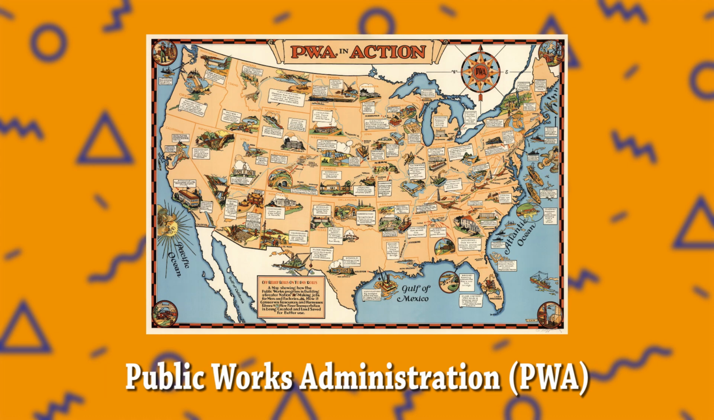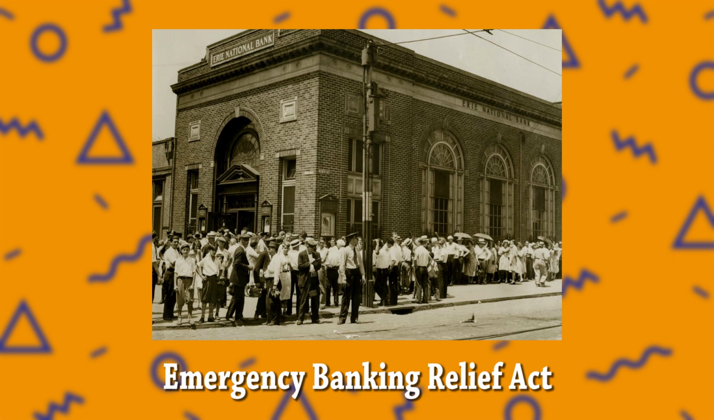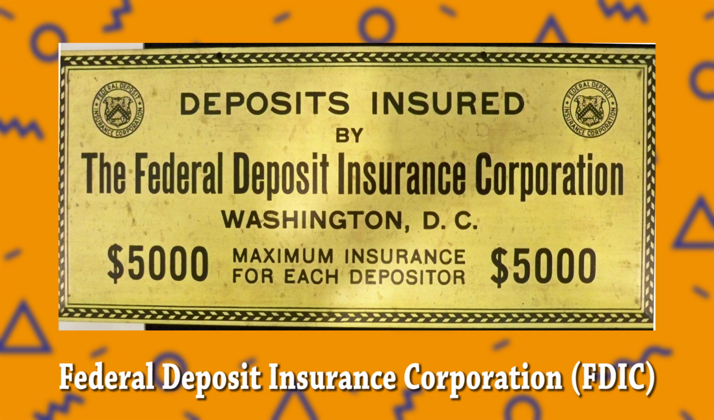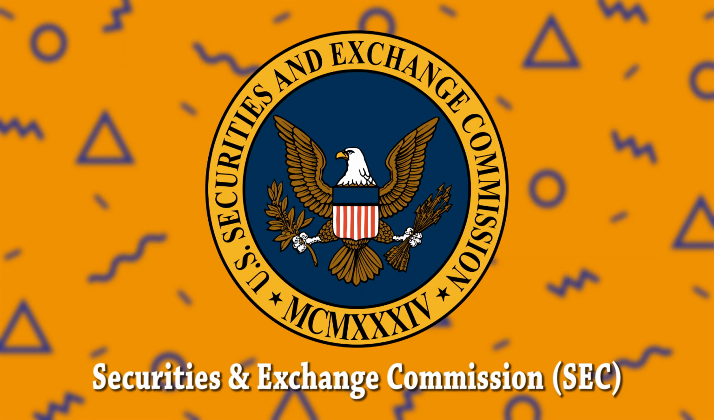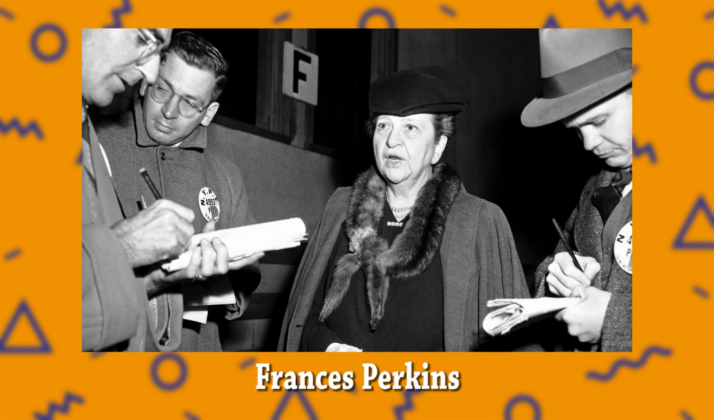The Public Works Administration, or PWA, gave people jobs through huge public works like New York City's Lincoln Tunnel and Washington's Grand Coulee Dam. The Emergency Banking Relief Act set out to reorganize and reopen many banks, and the Federal Deposit Insurance Corporation, or FDIC, tried to instill confidence in the banks by having the government guarantee the money people were putting in them. And the Securities and Exchange Commission, or SEC, was created to rein in stock speculators and crooked stockbrokers. I also gotta give a shout out to Frances Perkins, who helped a ton with these programs, seeing as she was Roosevelt's Secretary of Labor, and might I add, the first woman appointed to the presidential cabinet.